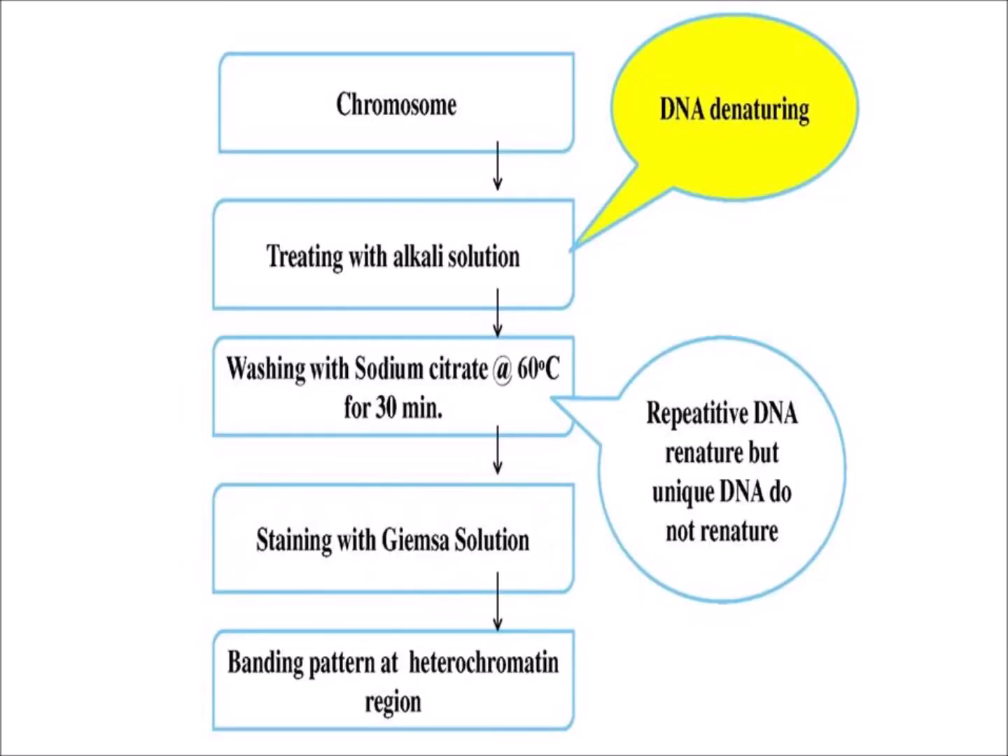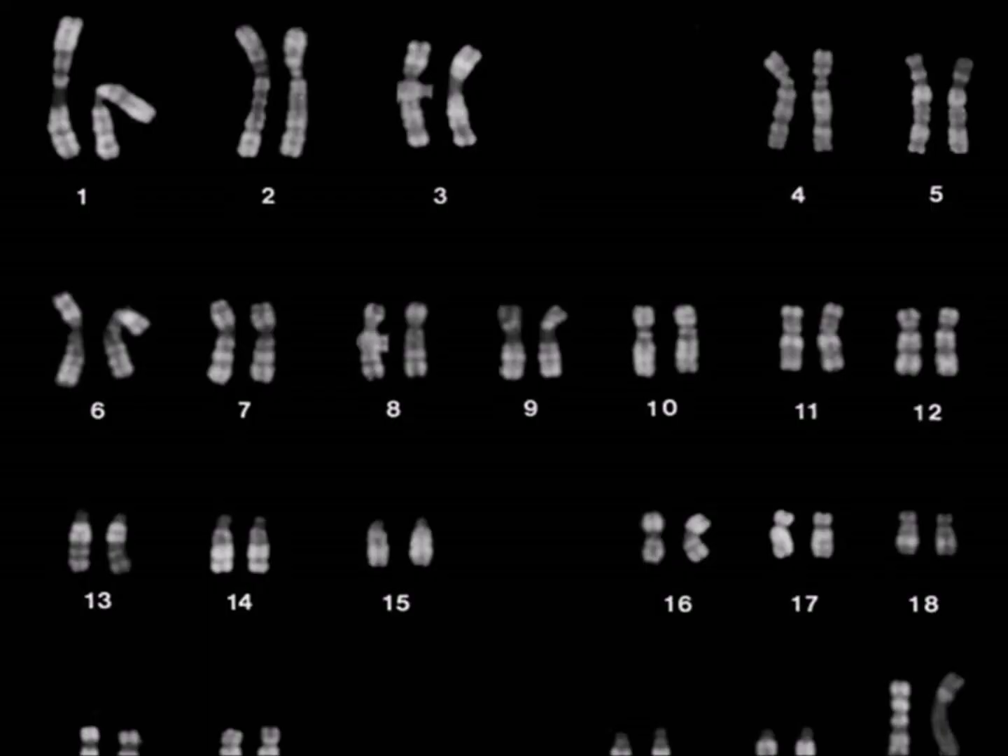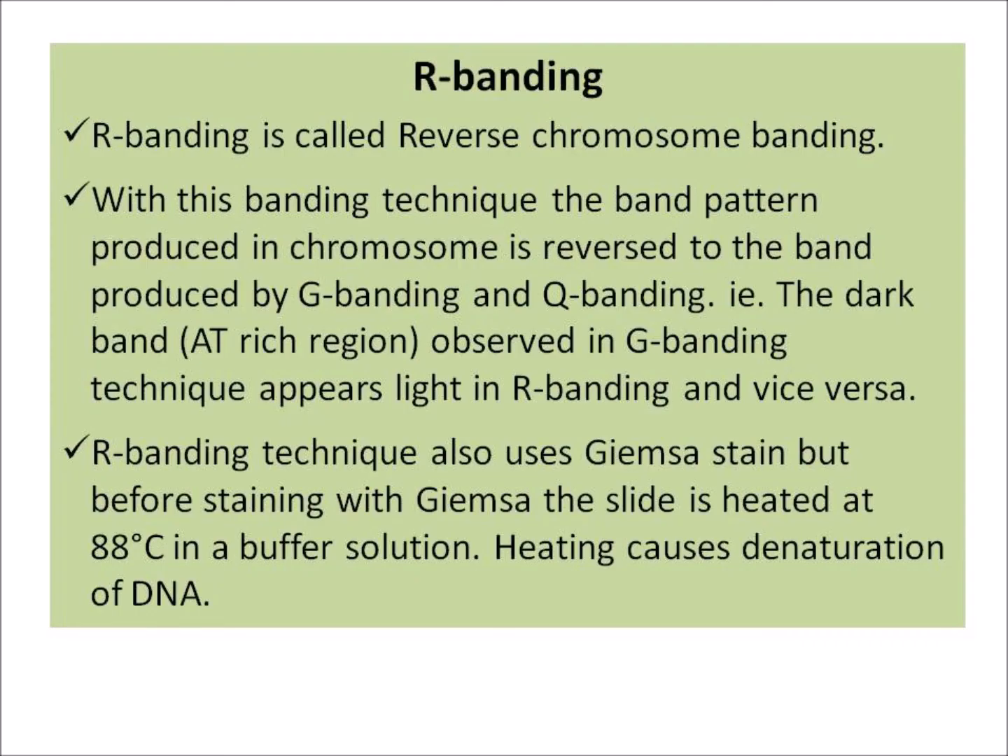Collect the chromosomes. Denature with alkali solution, then wash with sodium citrate at 60 degrees Celsius for 30 minutes. That is, repetitive DNA renatures but unique DNA does not renature. Staining with Giemsa solution shows the banding pattern at the heterochromatin region. C banding of chromosomes.